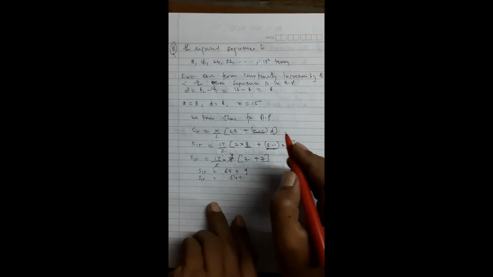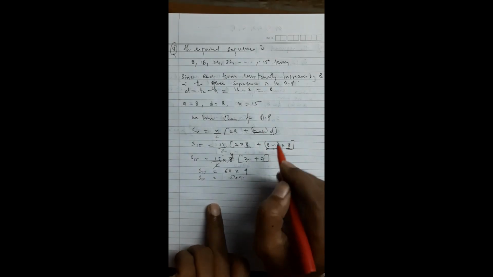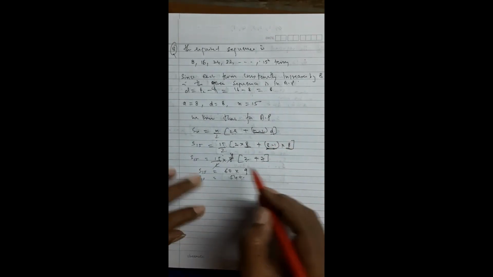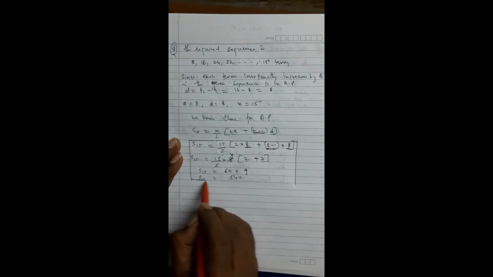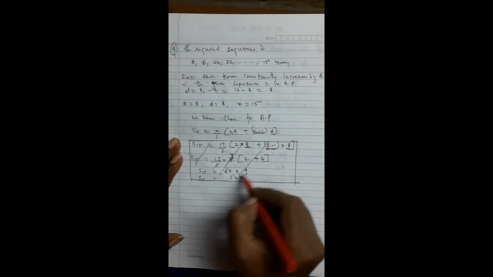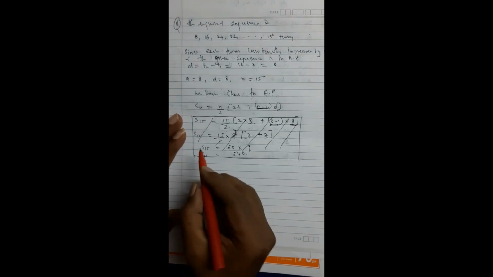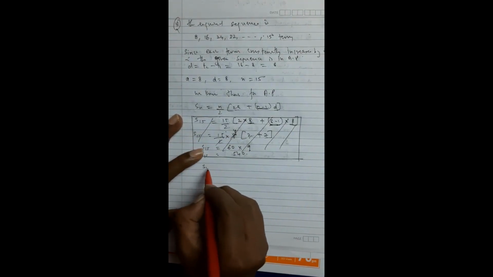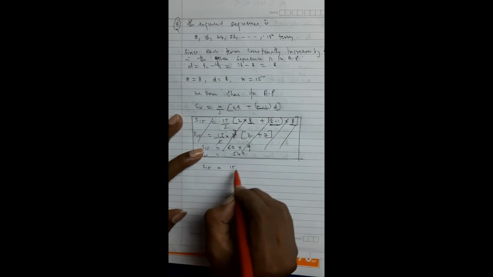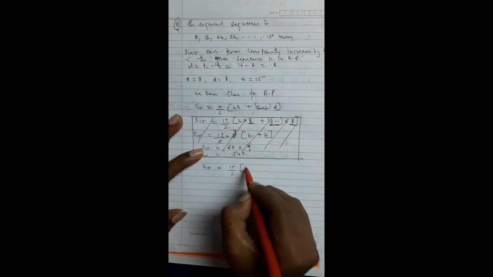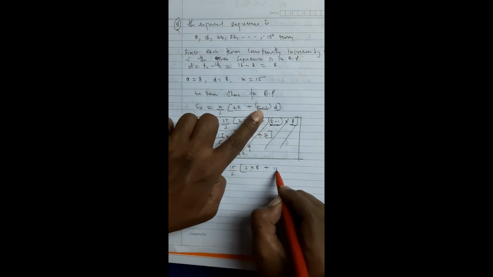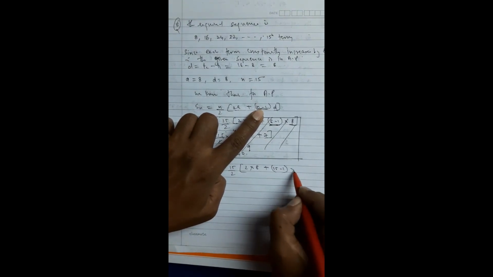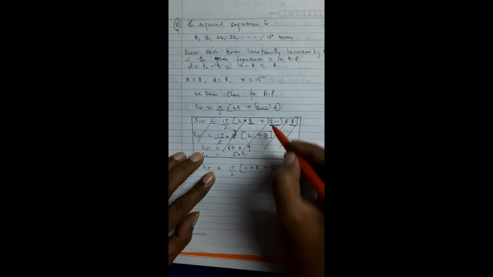Oh, my dear. Sorry, my dear students. Substitution has gone wrong, my dear students. See here, Sn means S15. I'm very sorry for this again. 15 upon 2, 2 into A. A is 8. This is 15 minus 1 into D. I wrote 8 over here.